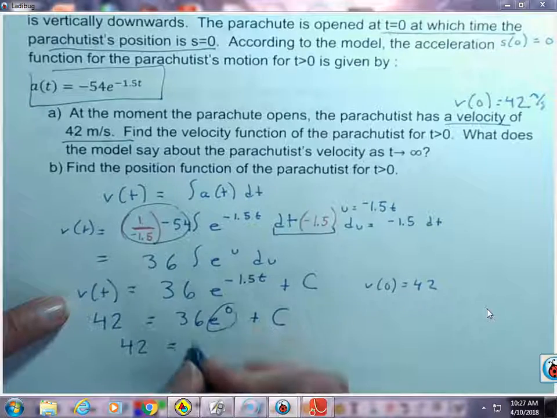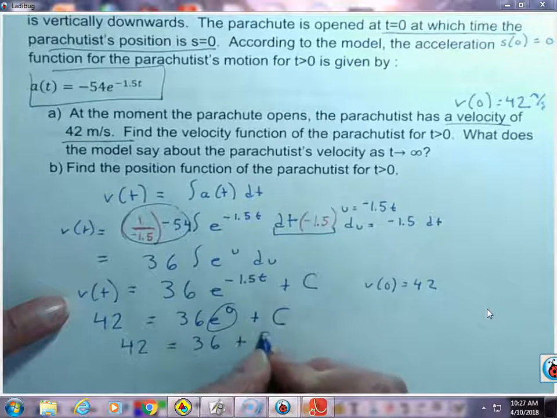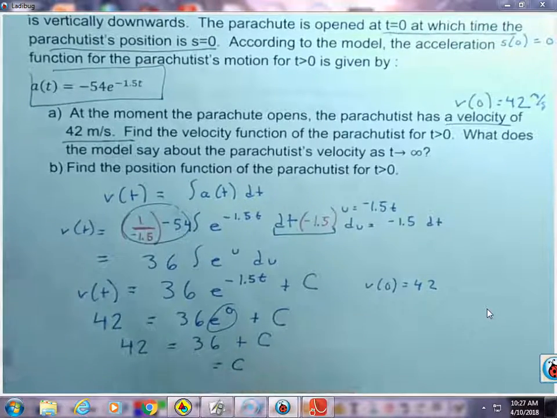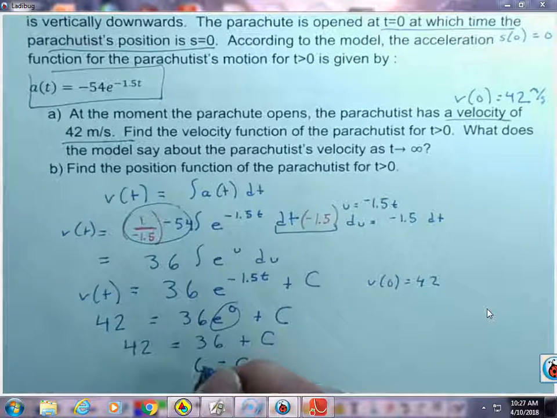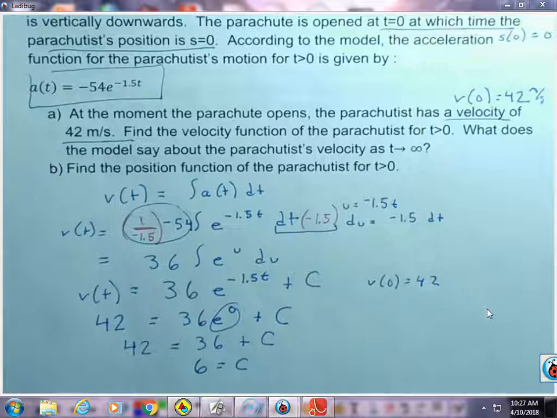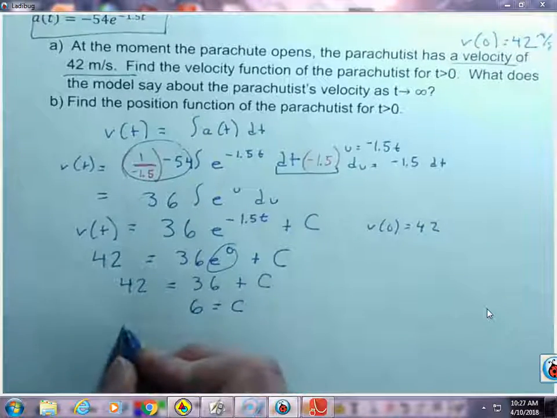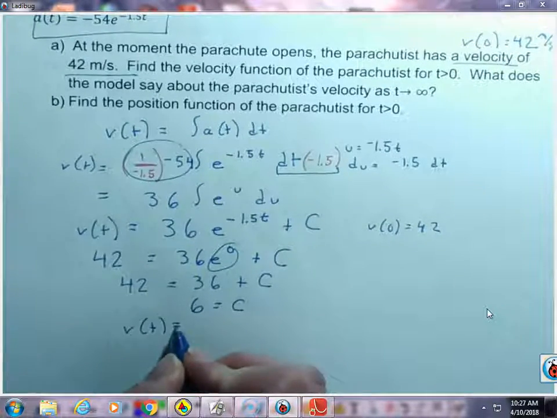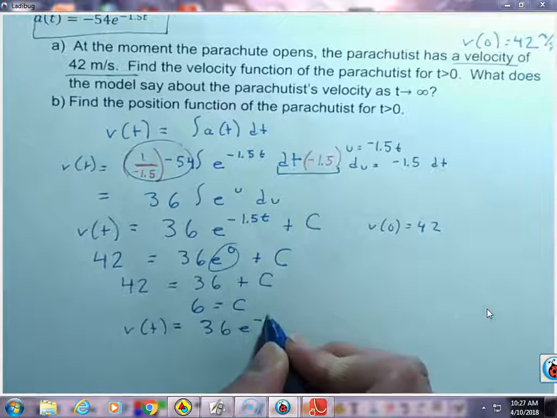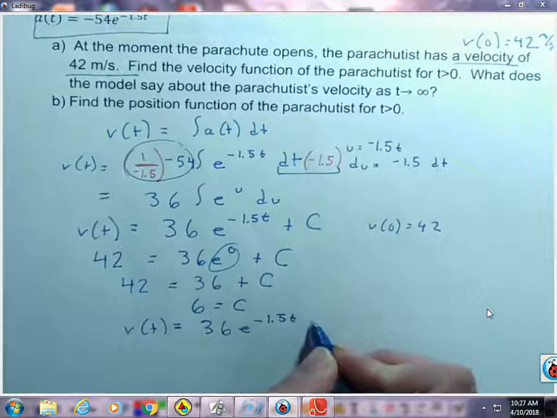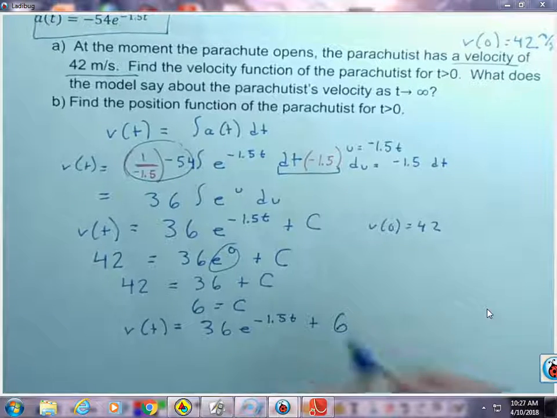E to the 0 is just 1. Subtract the 36 from both sides. That's usually the math I miss, to be honest. It's usually a negative sign or a subtraction. Every once in a while something serious, but not usually. So I'm now going to write the velocity equation over with what c actually is.